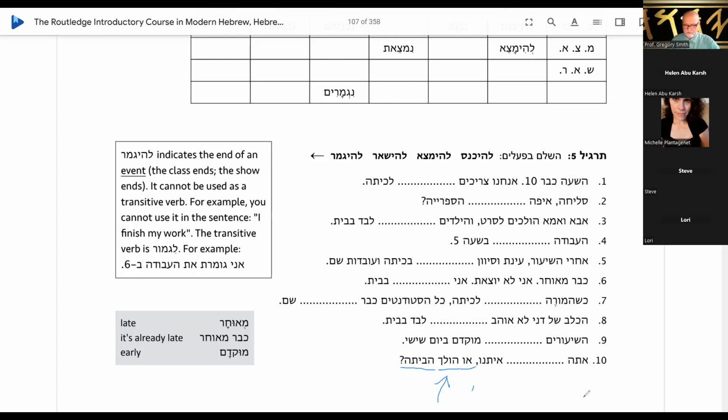Okay, so are you staying with us? And so this is going to be nishar. Okay, so Ata nishar, are you staying itanu with us? Oh, holek habaita, or are you going home? So I think that's probably what's going to be there, nishar. Let's see. Number 10.